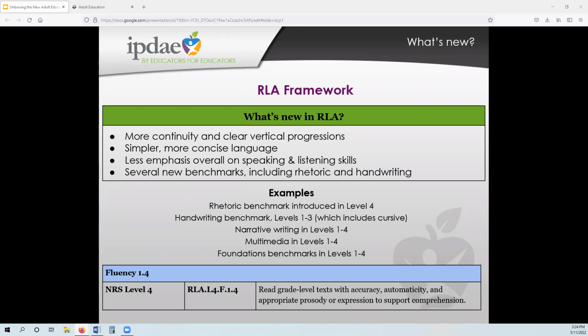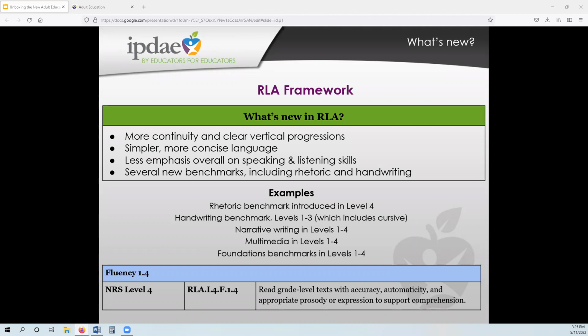A couple of things might feel a little bit new. One of the things that'll feel new in the RLA framework is generally you'll see more continuity and clarity in terms of the vertical progressions. And I'll talk about a couple examples in a minute. There's also generally simpler and more concise language. There are fewer instances where multiple different skills are all jumbled into one standard. As I mentioned earlier, there is less emphasis overall on speaking and listening skills.